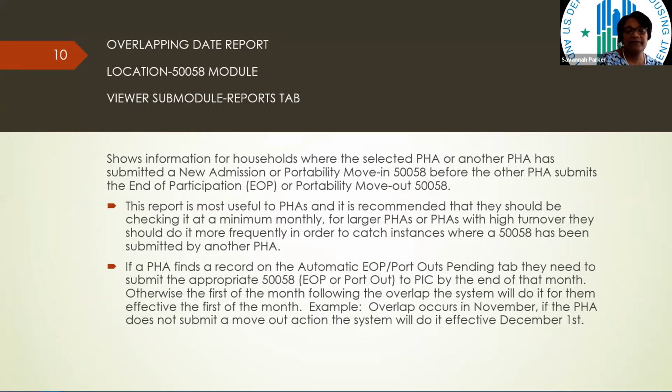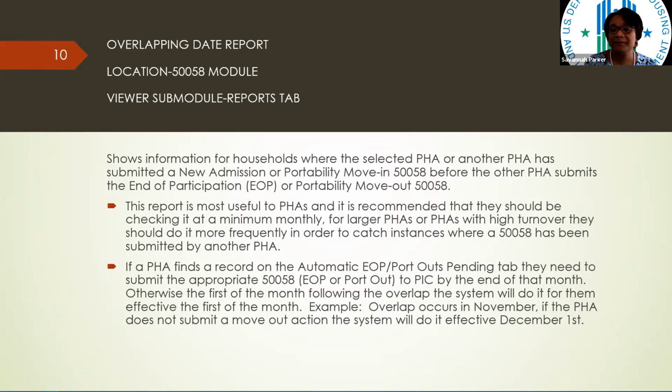So the first report, when I told you about which reports you need to look at as far as trying to stay above the 95%, I talked about the overlapping date report. The overlapping date report will show you if a tenant has leased up at another housing authority. And I know you've all probably had that experience where you've had a tenant that will go look for housing elsewhere, go ahead and lease up with that housing authority, and may forget to tell you that they've done that.